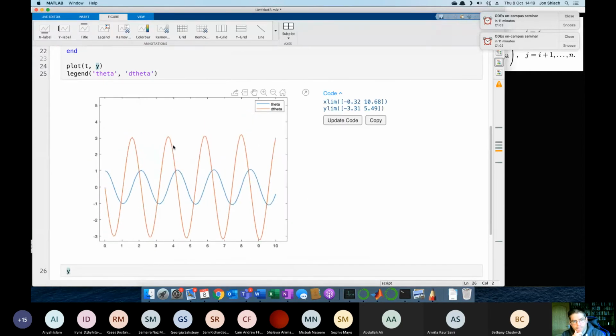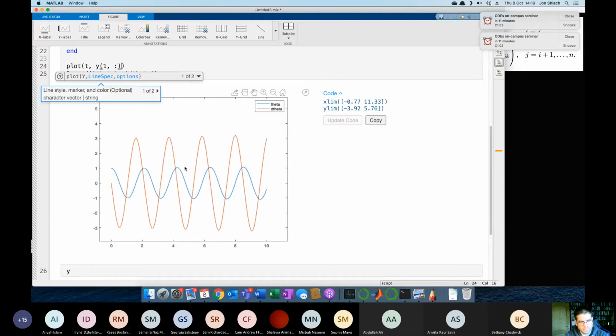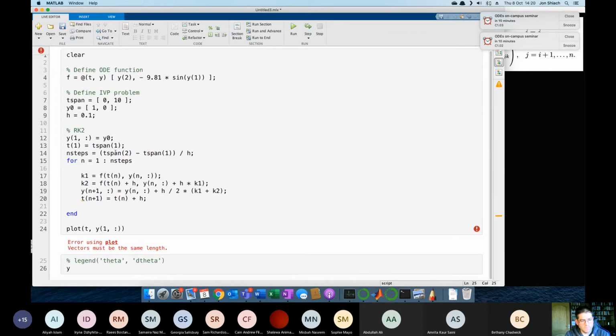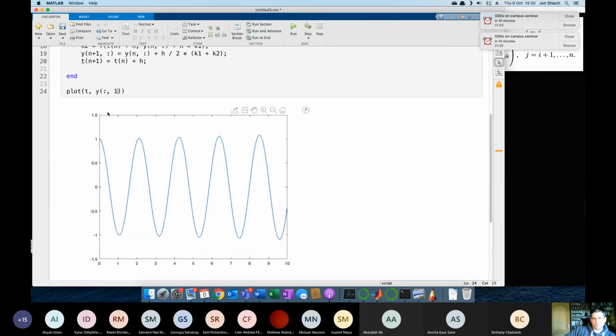If you wanted just one of those, so let's say in my example, I just wanted the angle for my theta, I would just plot, oh, hang on, sorry, that's a totally wrong one. I'd put the first column. Each column of y is a separate variable. So this is my angle for my pendulum. You can see it just oscillates between 1 and -1 as it swings backwards and forwards.